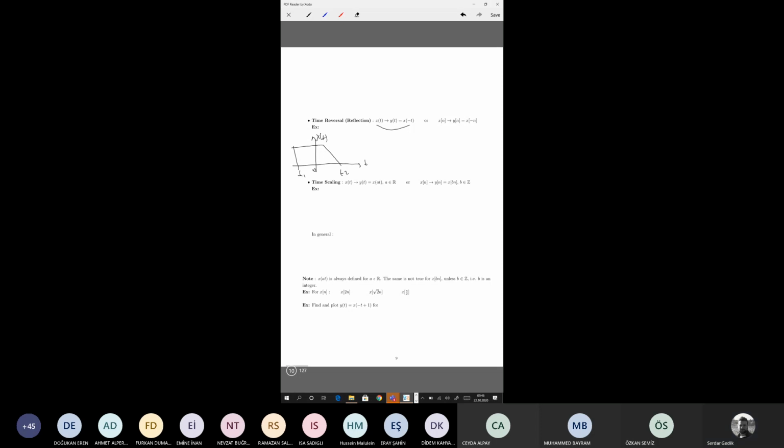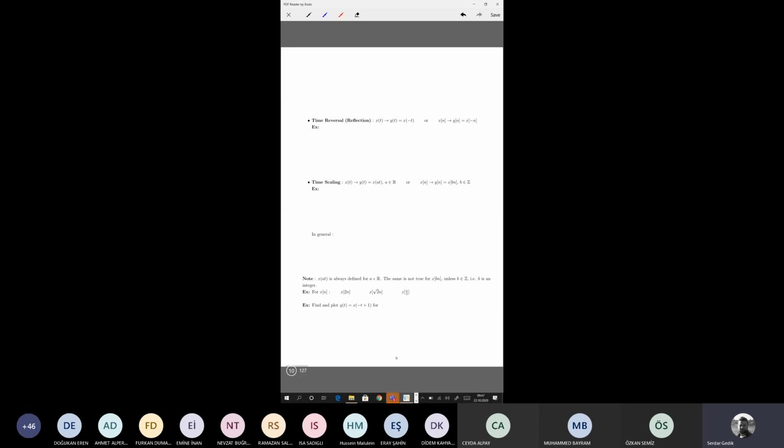In this case, if I do time reversal, I simply reflect my signal around the origin. So here this is minus t1, this is minus t2, this is again the origin, x of minus t, which is equal to y of t. So the signal will be just like this. It is just reflected around the origin, and this reflection gives me y of t, which is simply x of minus t.